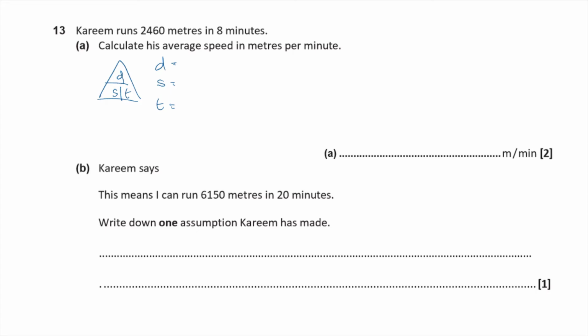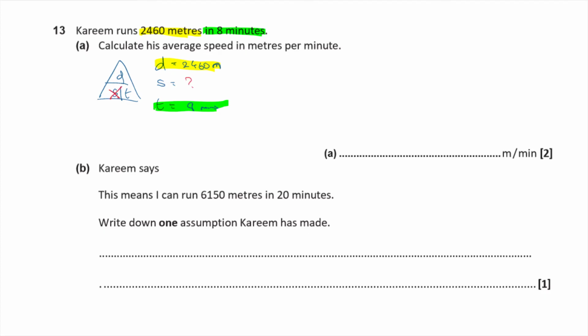Karim runs 2,460 meters. So that is distance, isn't it? That's the one that goes here. So distance is 2,460 meters in 8 minutes. So 8 minutes is the time. Okay, 8 mins. So then the speed is the one we're looking for.